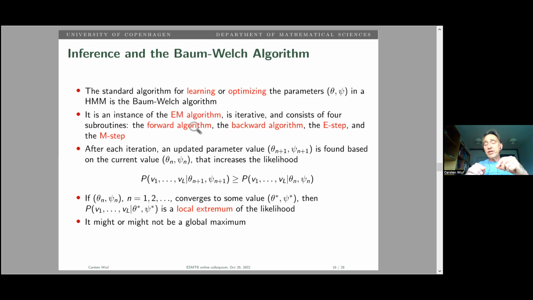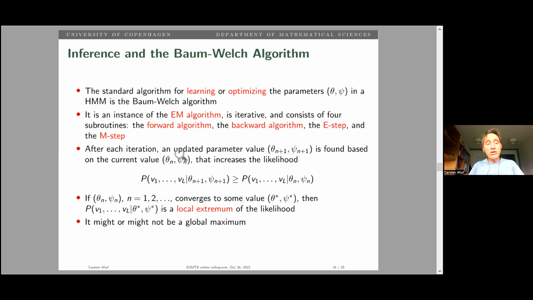The EM algorithm is iterative. You go through a number of steps iteratively, and each step consists of 4 subroutines. So one iteration is to go through 4 steps: a forward algorithm, a backward algorithm, an E-step, and an M-step. And if you're not familiar with what the forward, backward, E, and M refer to, I will not really help you on this, because I would just explain how the algorithm looked and how we can make that into a reaction network.